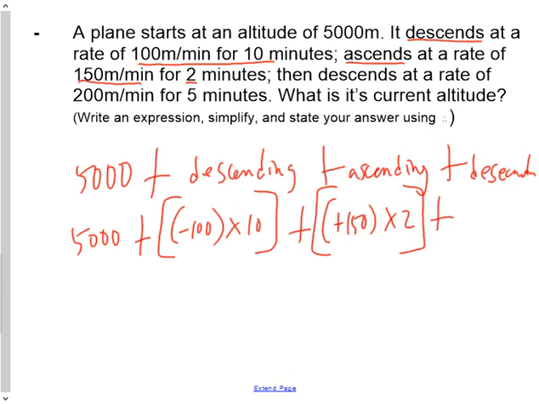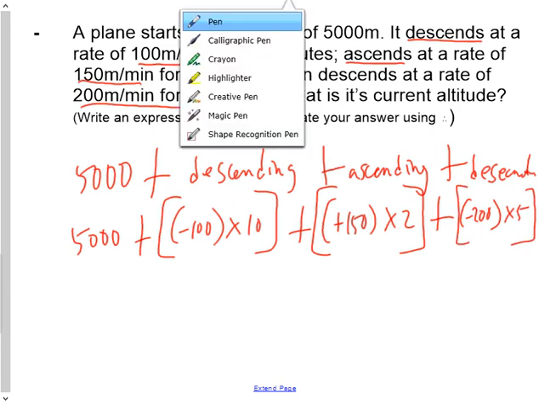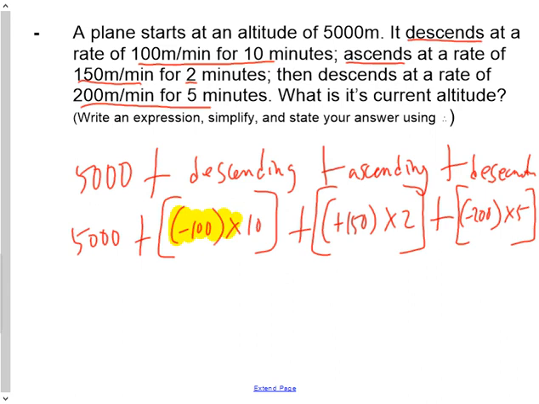Plus, finally, the last one was going down again. And this time it descends at 200 meters a minute for 5 minutes. So it's going to be negative 200 multiplied by the 5 minutes. If you want to put in square brackets, fill your boots. But this here is talking about how much it went down. This is talking about how much it went up. And this is talking about how much it went down. And this is talking about where it started. So those four numbers combined should be the new altitude. So I'm going to simplify it using BEDMAS.